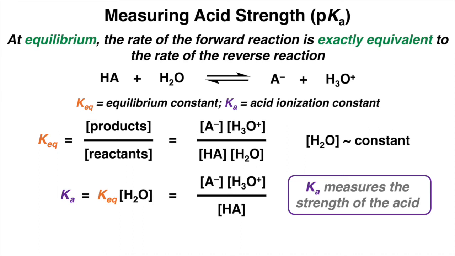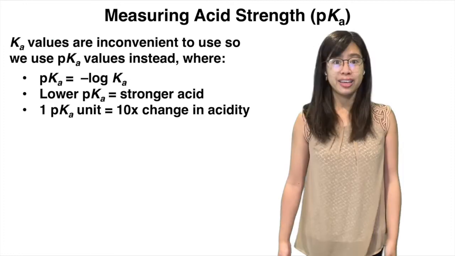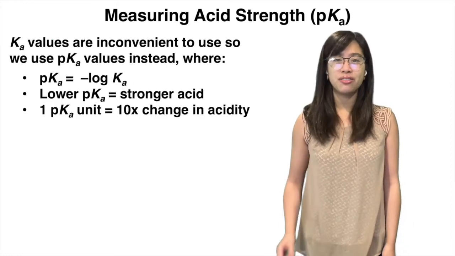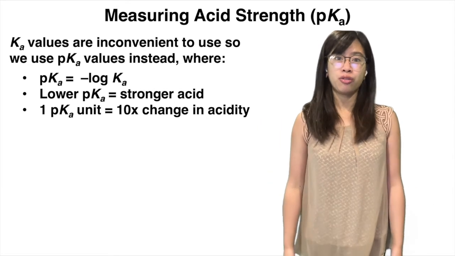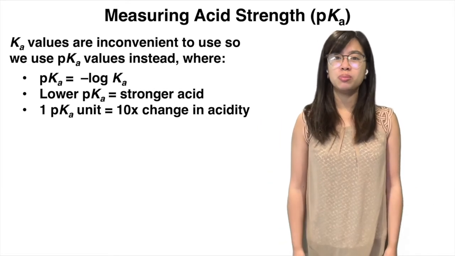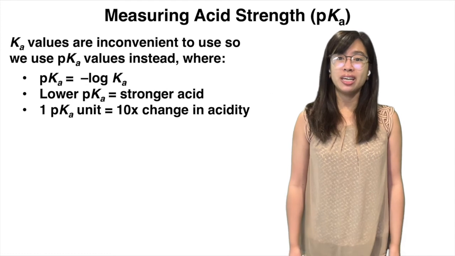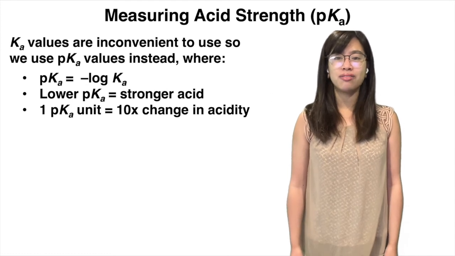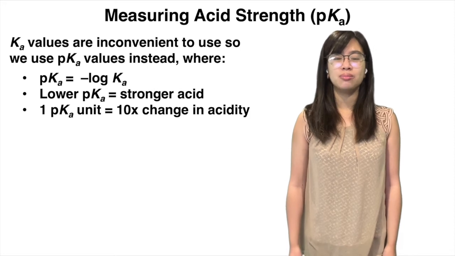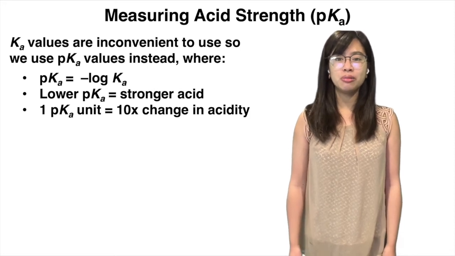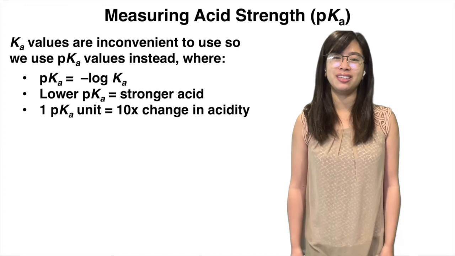Basically, Ka measures the strength of the acid. The larger the Ka value, the stronger the acid. Ka values are often either very small numbers or humongous numbers. So for convenience, chemists often use pKa values, where pKa equals the negative log of Ka. The lower the pKa value, the stronger the acid. One pKa unit is equal to a 10-fold change in acidity.